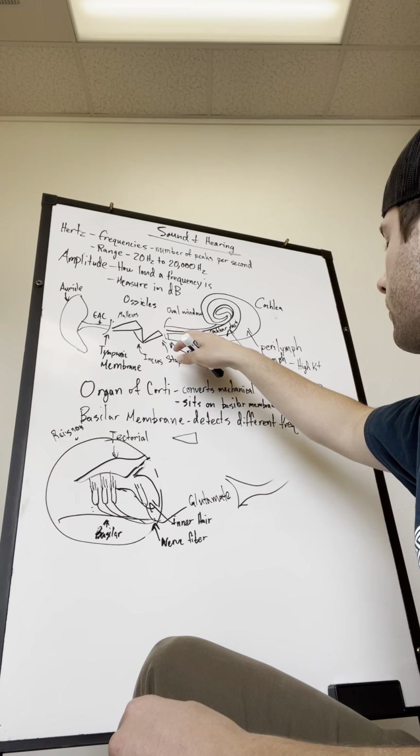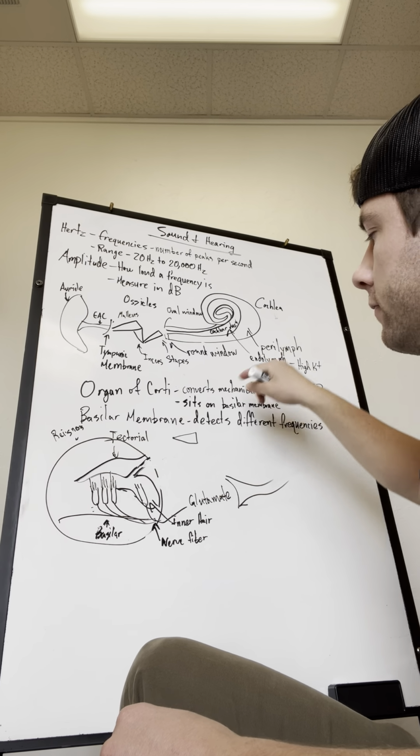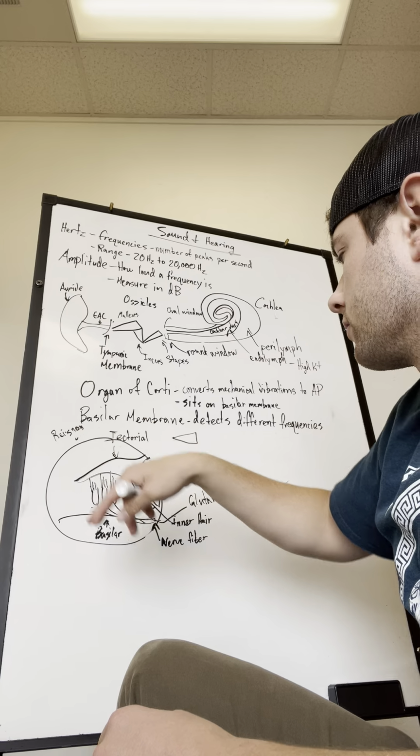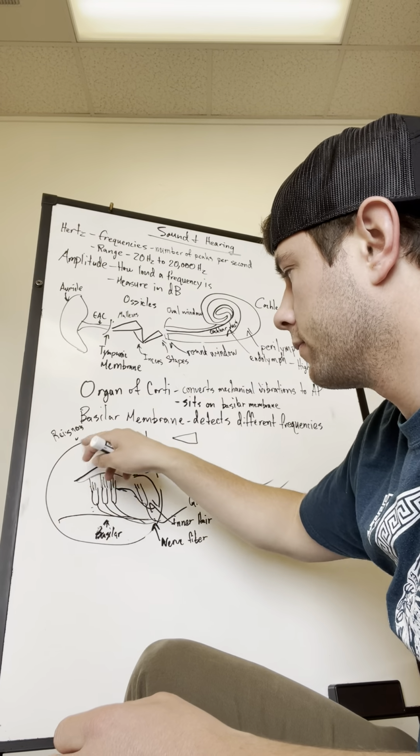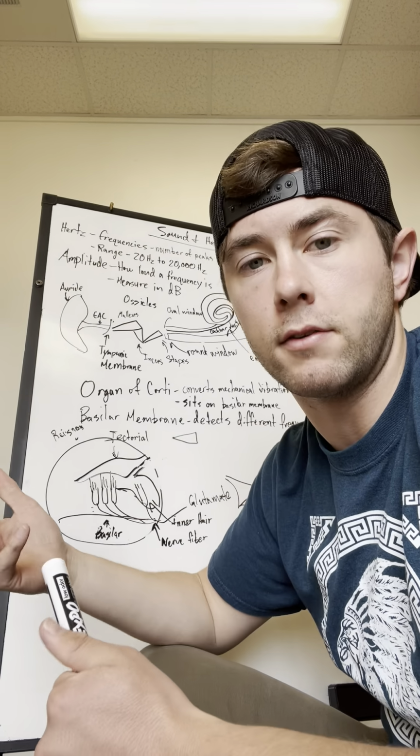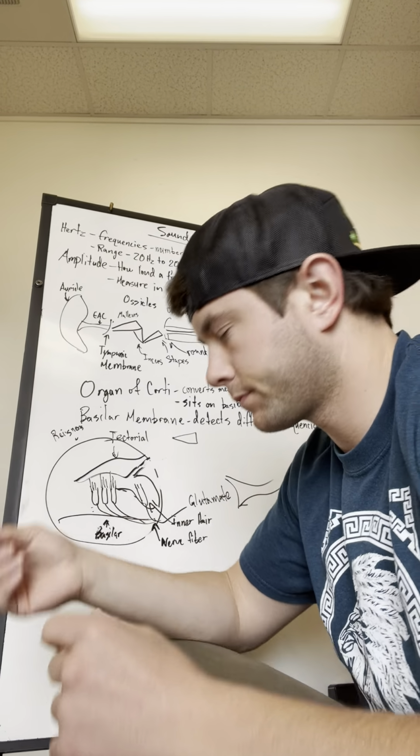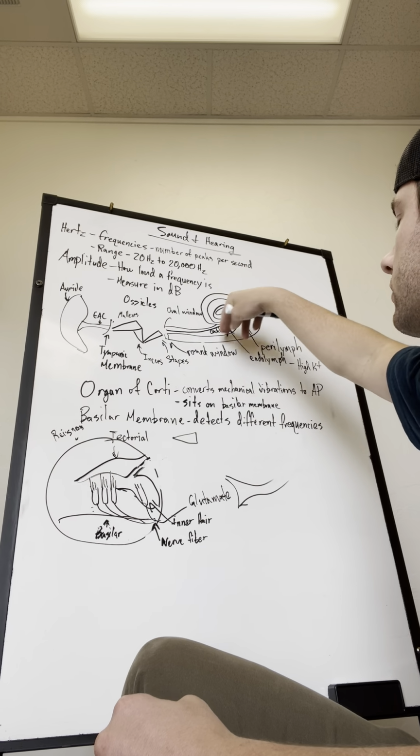Within this spiral, you have endolymph. Here is your cross section of the cochlea. You'll have endolymph inside, which will be a high concentration of potassium, which we'll discuss later. Perilymph is on the outside of that.